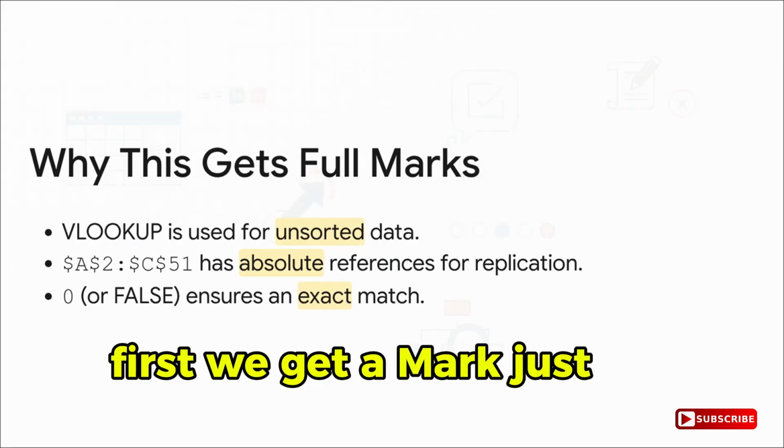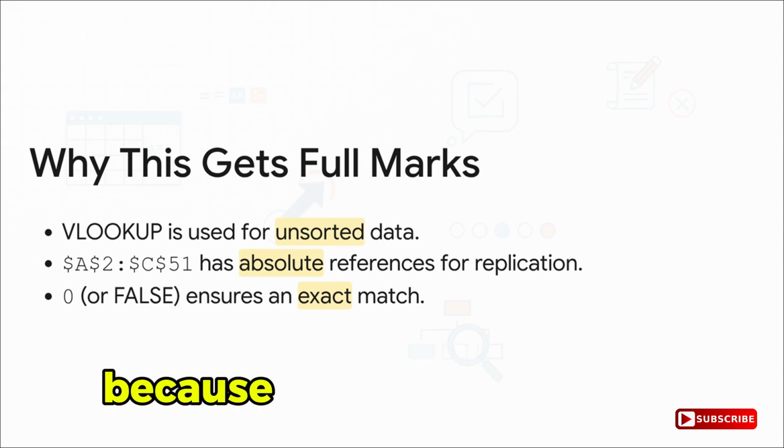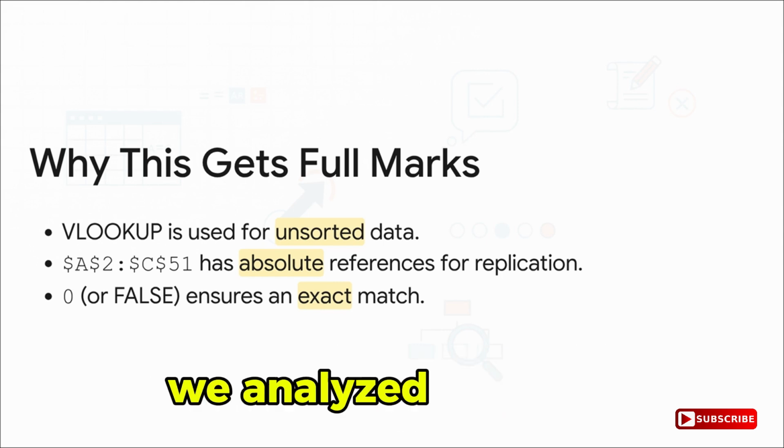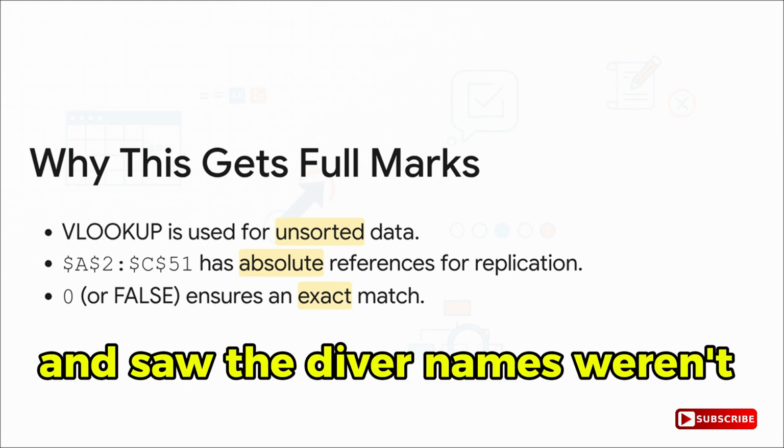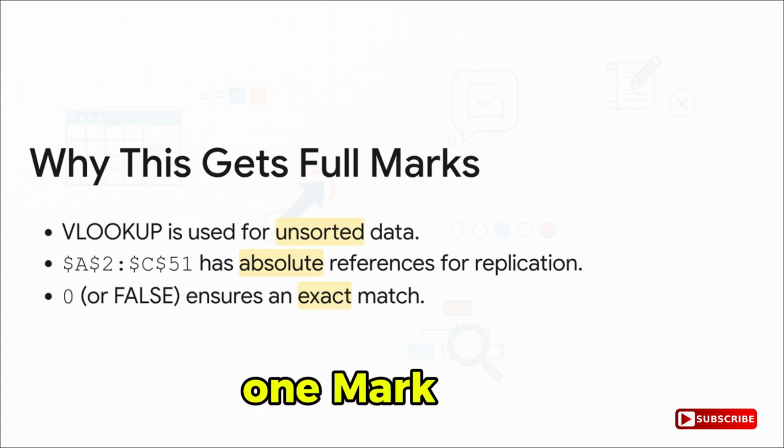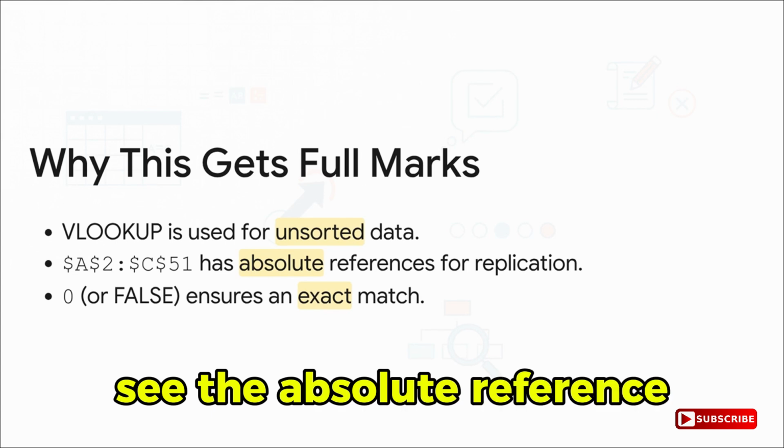Okay, so check this out. First, we get a mark just for choosing VLOOKUP. Why? Because we followed step 1. We analyzed the data and saw the diver names weren't sorted. Boom, 1 mark.